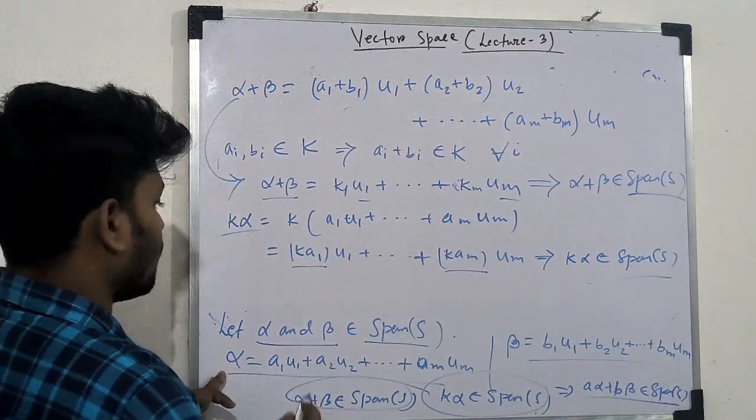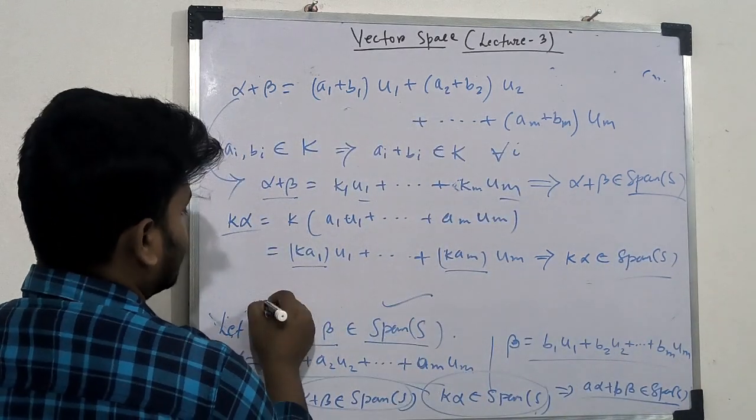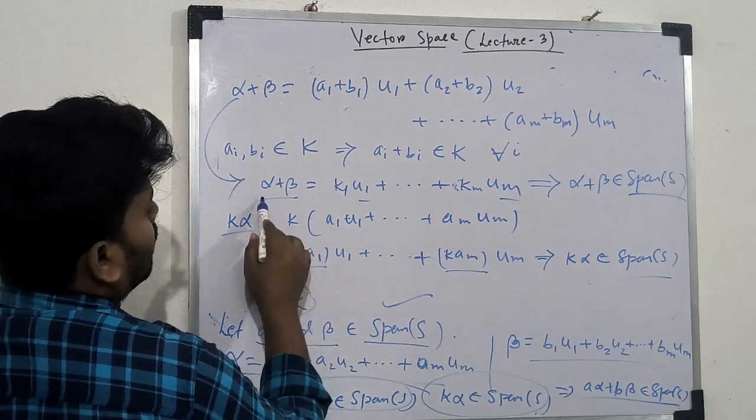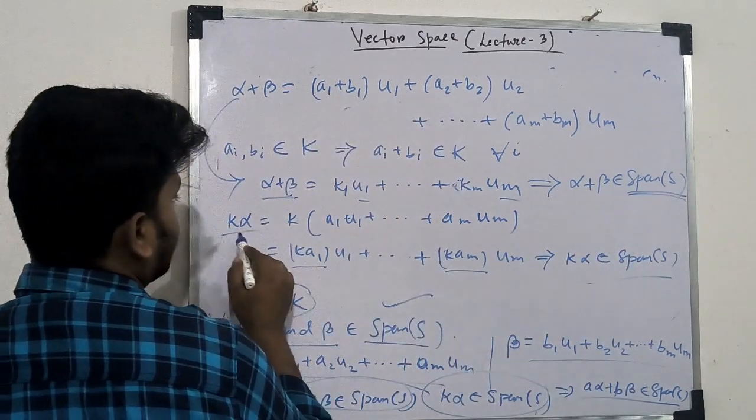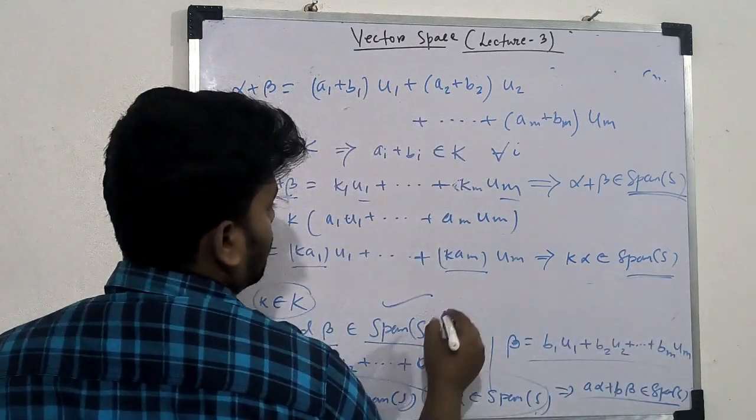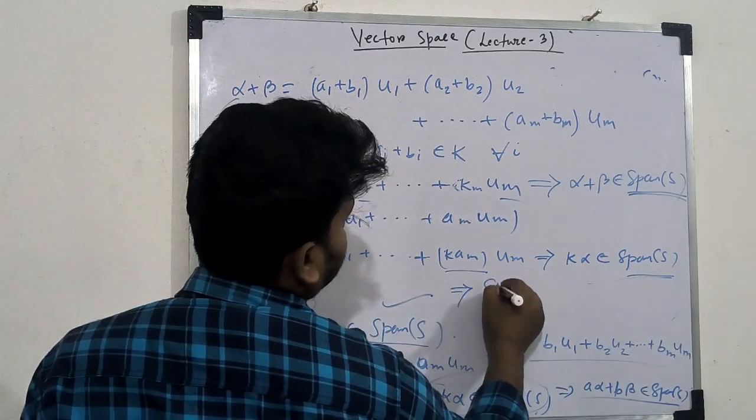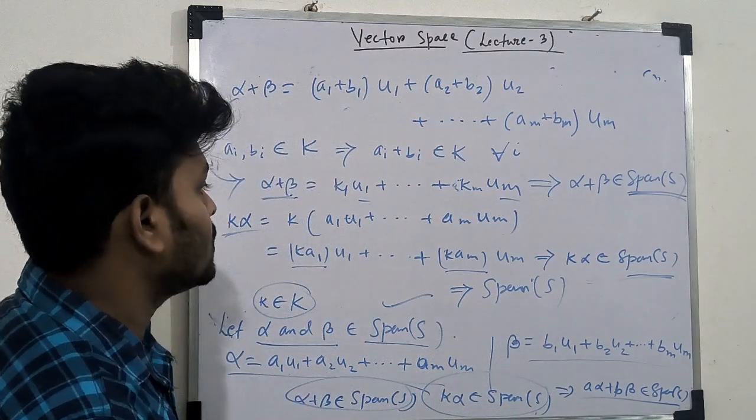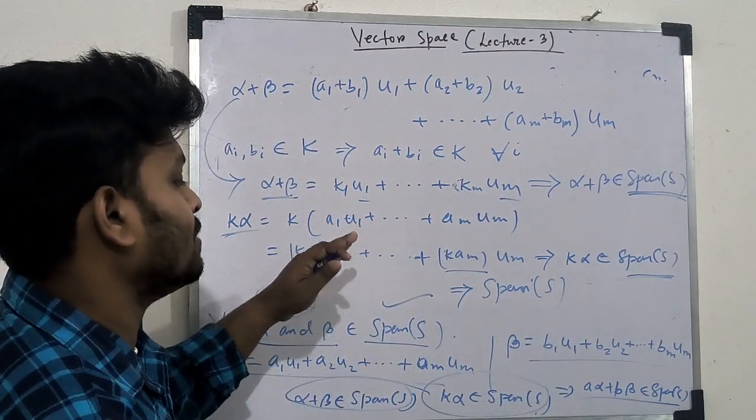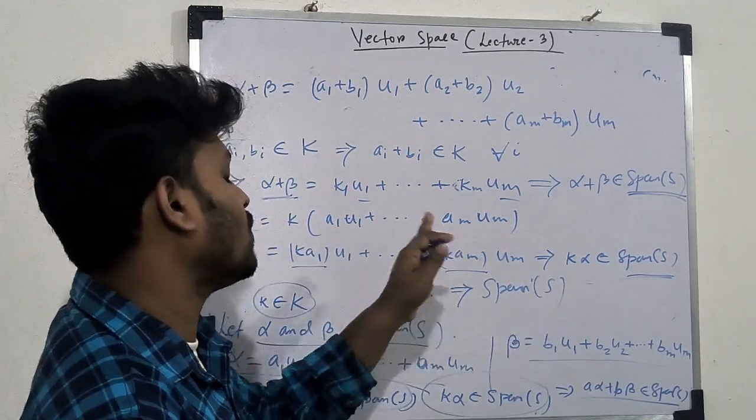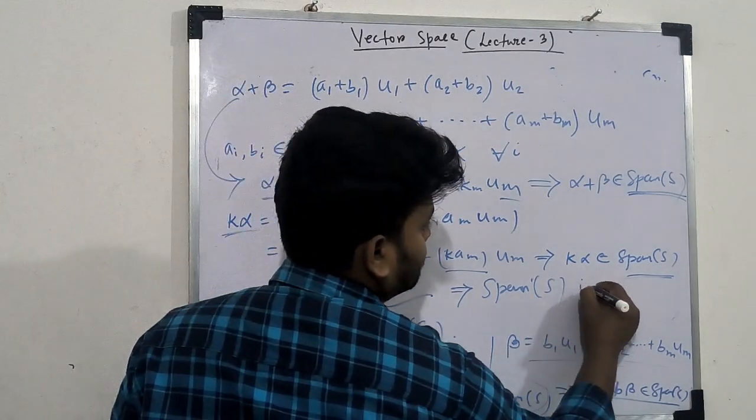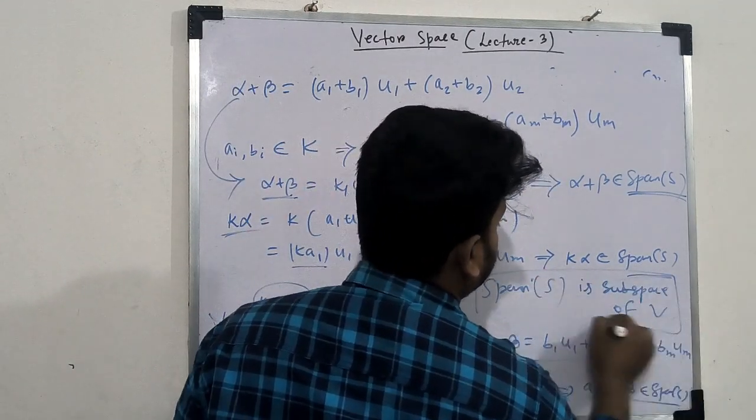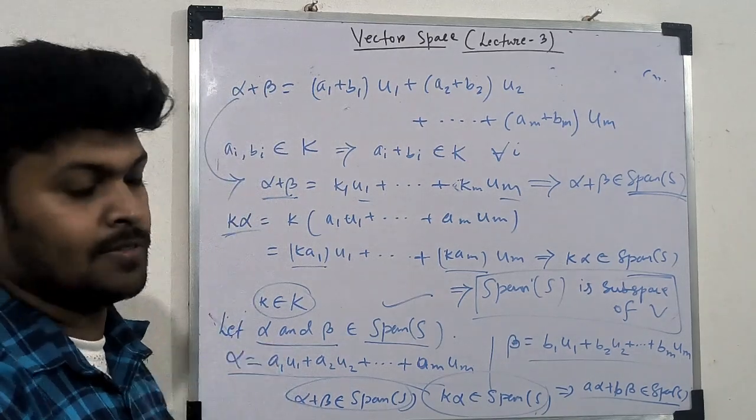So we assumed that alpha and beta belong to span S, and k is any scalar in K. Therefore we proved alpha plus beta belongs to span S and k alpha belongs to it. So from this we can conclude that this span S, where S was a subset of the vector space V, that is S contains u1, u2, ..., um, is a subspace of the vector space V. So this is a very important theorem for your upcoming exam.